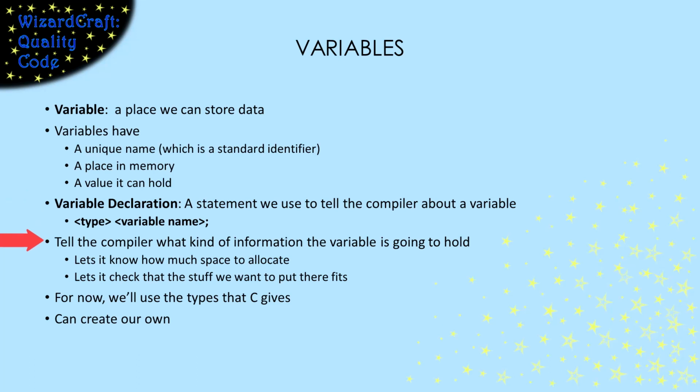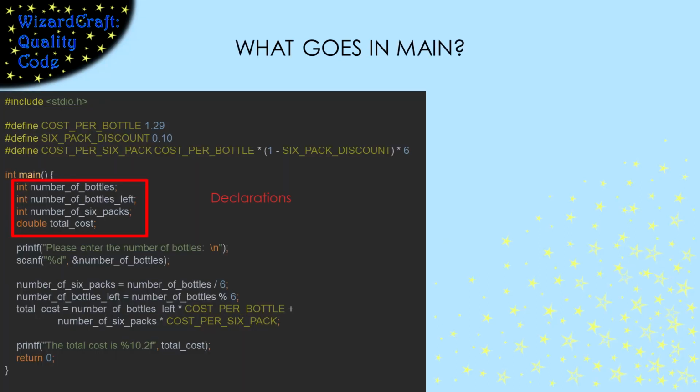The purpose of a declaration is to tell the compiler what kind of information the variable is going to hold, so it knows how much space to allocate. It also lets it do safety checks to be sure that we don't try to store something else into that space. For now, we'll just use the types that C gives us. Later, we'll learn to create our own. And if you want to skip ahead, check out the video above about typedefs. As an example, let's look at our example code again. If you want to see a video that just covers this code in detail, click the link above.